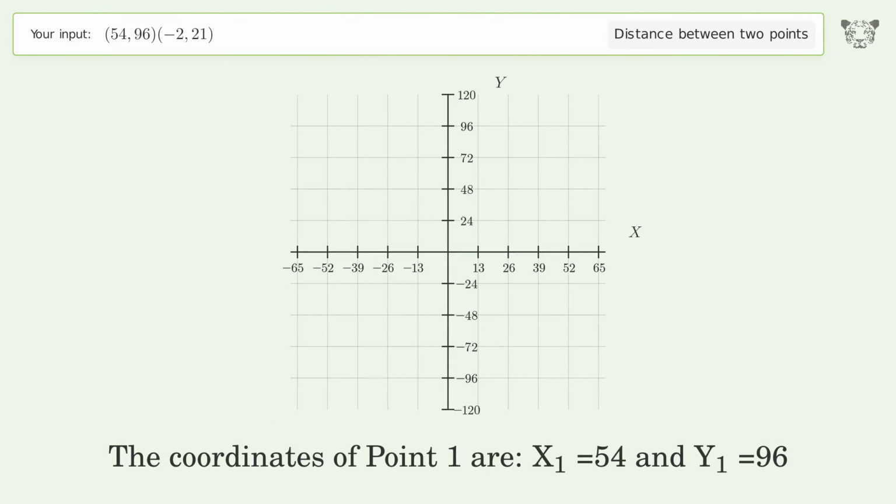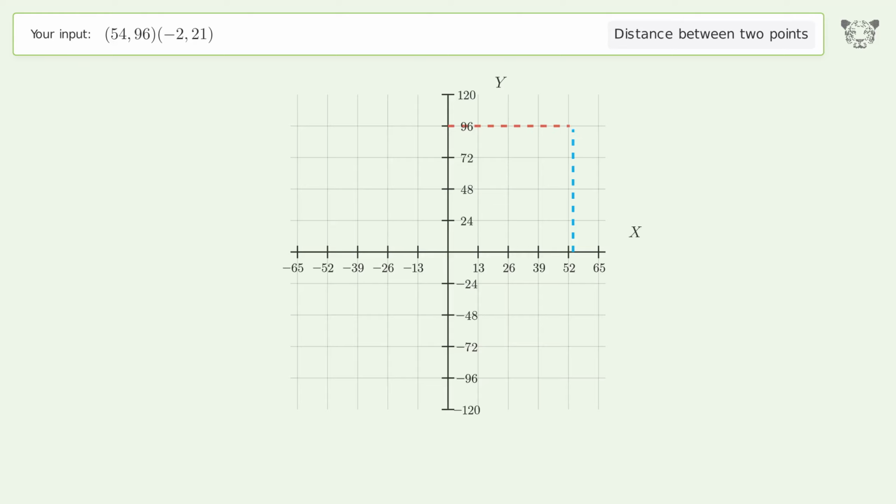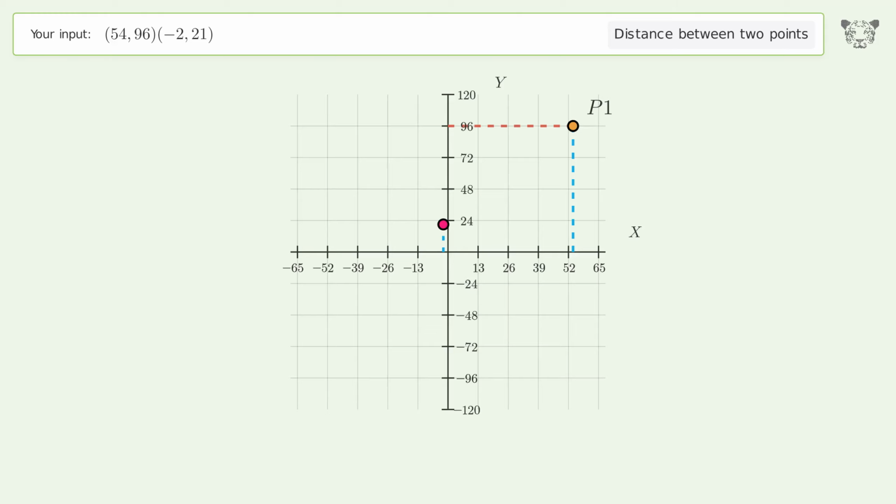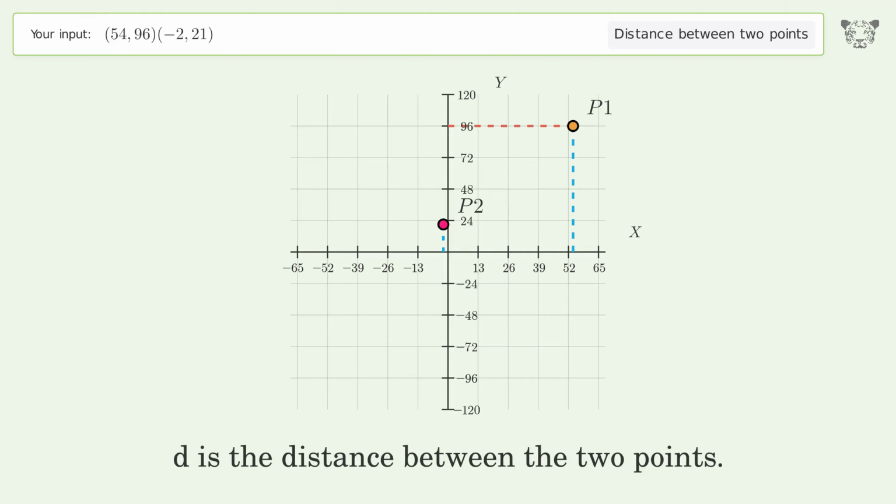The coordinates of point 1 are, x1 equals 54 and y1 equals 96. The coordinates of point 2 are, x2 equals -2 and y2 equals 21. D is the distance between the 2 points.